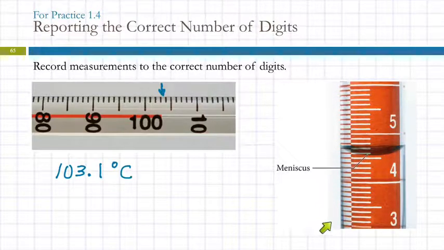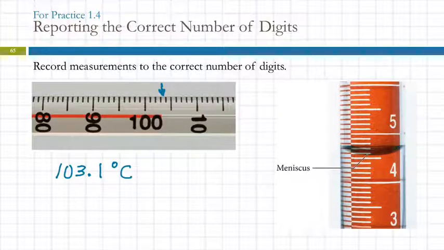Here we have a 10 milliliter graduated cylinder, and we're measuring the volume of water. You notice how the water curves like this? It almost looks like there's a contact lens or a bowl sitting on top of the water. That's called the meniscus. We'll learn later that that's caused by surface tension, but water does that. So we have to know which part of the water we are measuring.